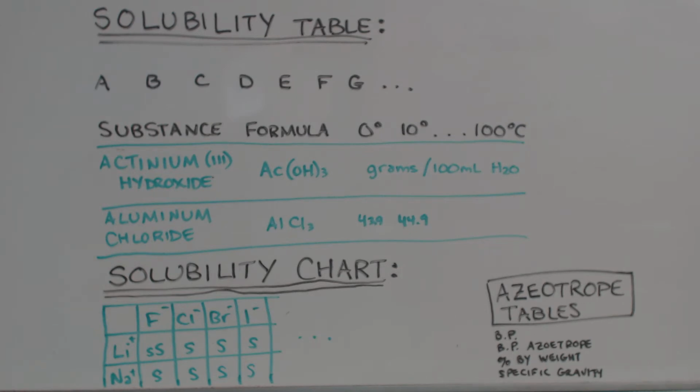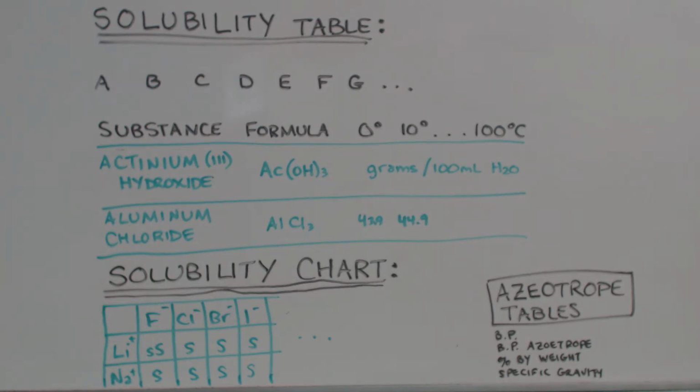Wikipedia also has what's called azeotrope tables, and it'll give you the boiling point for the azeotrope if there is one, percentage by weight, specific gravity. They do have some ternary azeotropes on there. It's not a big database like the database in the video where I talk about azeotropes. It's not that big, but it's something just in case you can't find it on the one, you can look on there. Now the solubility table I'm talking about is on wikipedia.com.